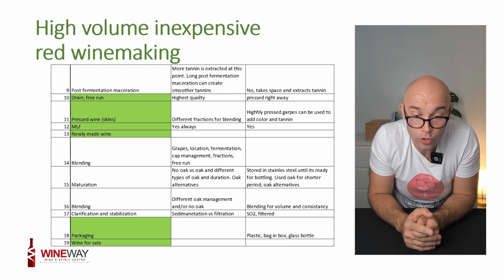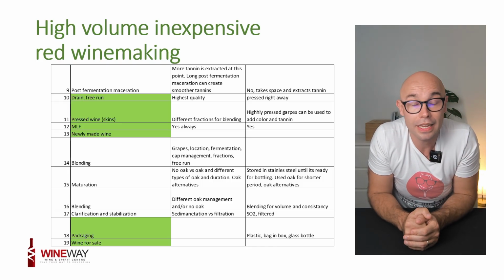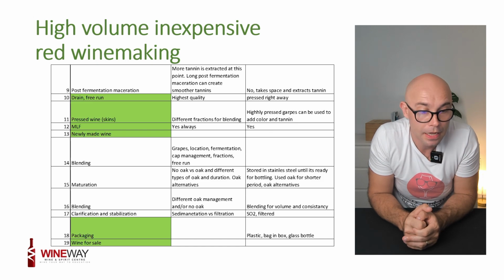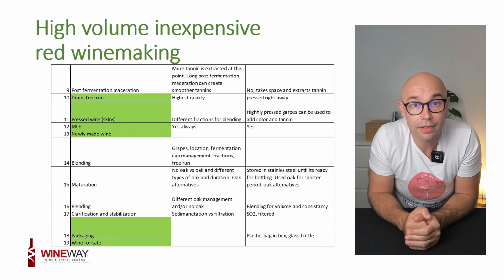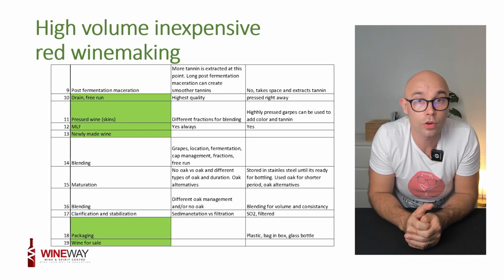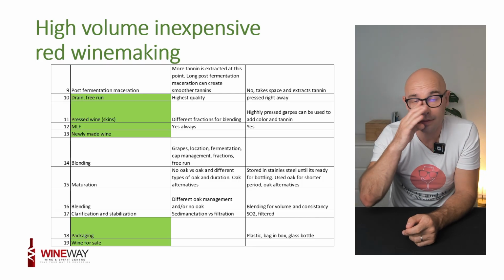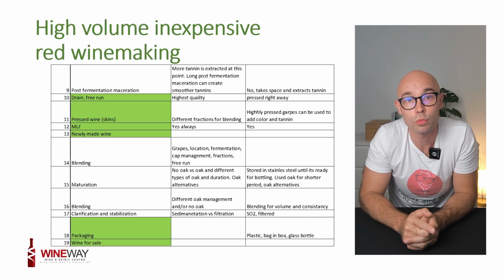Used oak or a short period in oak can be used, but most commonly it is oak alternatives that are going to be used for inexpensive red wines. Blending for volume and consistency. Clarification: SO2 is going to be used, and the wines are going to be filtered. Packaging, usually plastic bag-in-box or glass bottles for inexpensive wines. So again, the fastest process possible in order to produce fruity, low tannin wines.